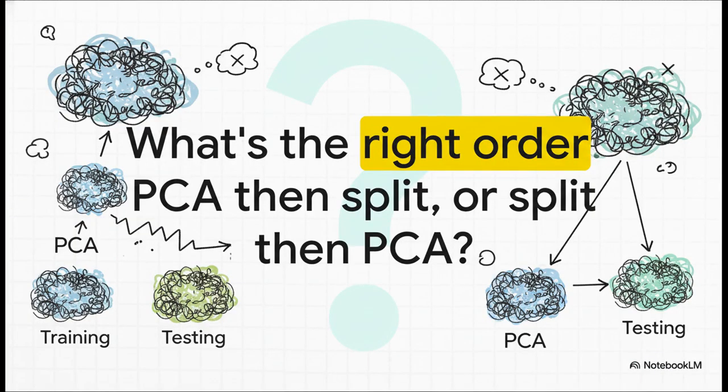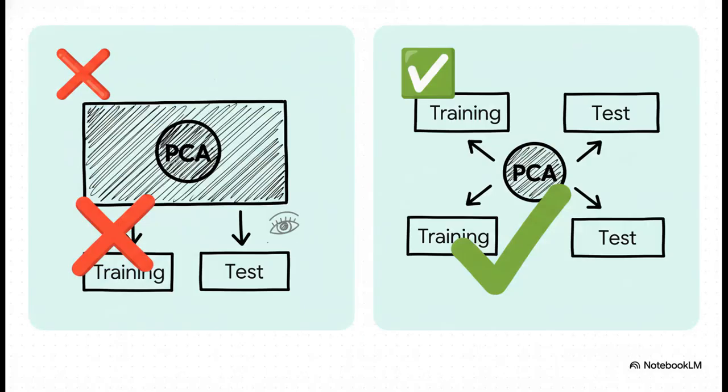This brings us to the crucial question. It's the exact kind of practical detail that someone on Stack Overflow asked about, and it's the kind of thing that can make or break an entire machine learning project. So, do you apply PCA to your whole dataset and then split it into training and testing, or do you split it first?